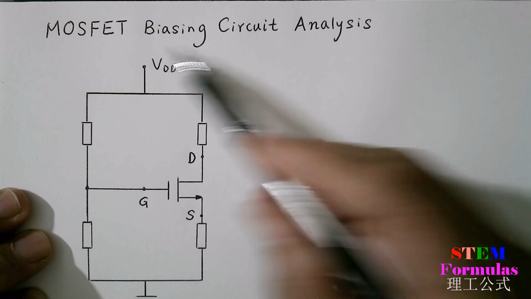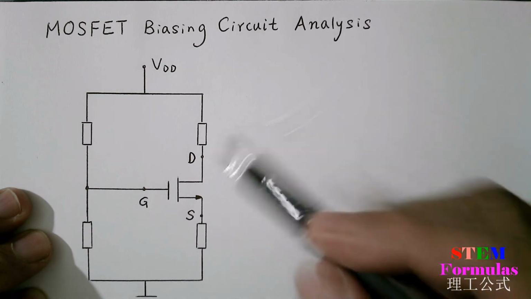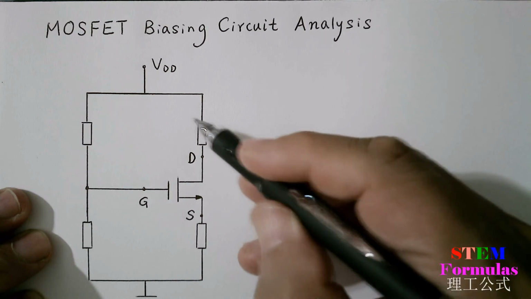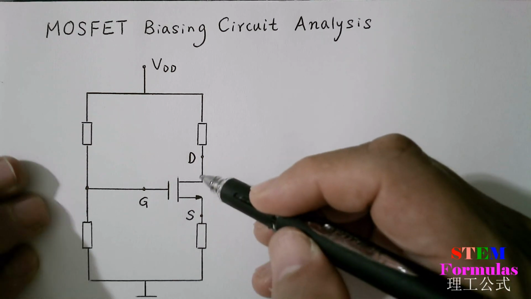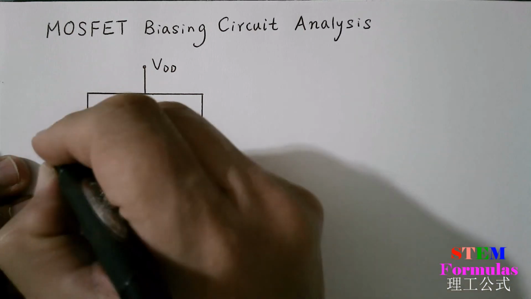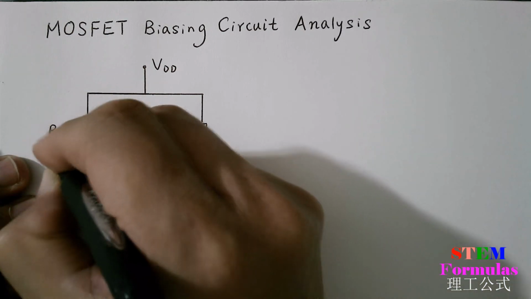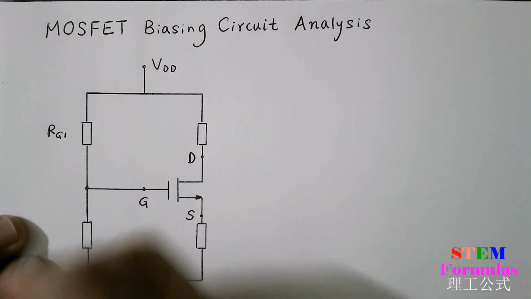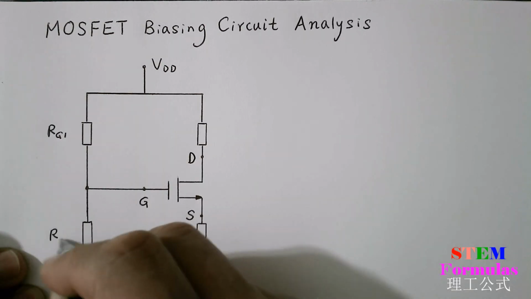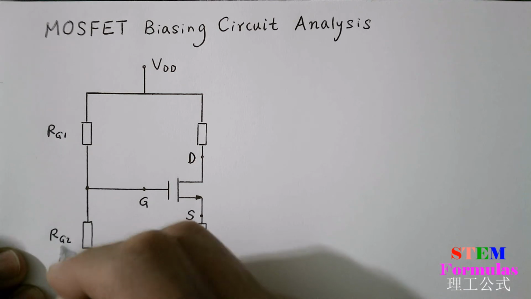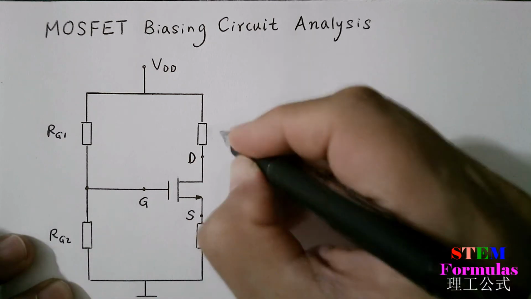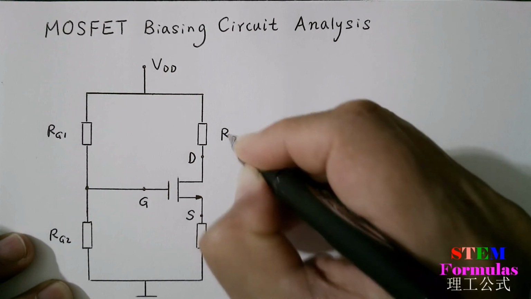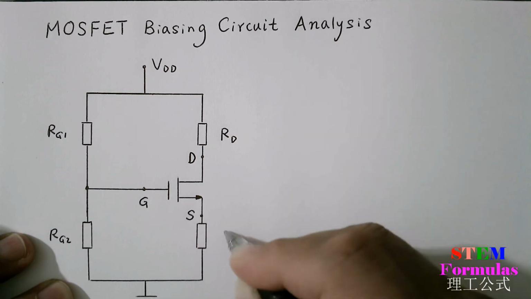MOSFET biasing circuit analysis. Here is the general circuit for the MOSFET biasing circuit. We have here RG1, this one is RG2. Here's RD, here's RS.